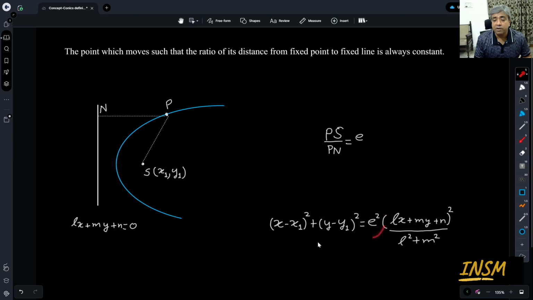Now by putting different values of e for different conics, you can get the exact conic you need in a particular problem.